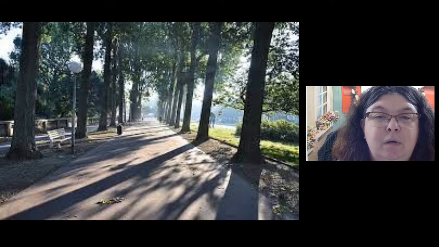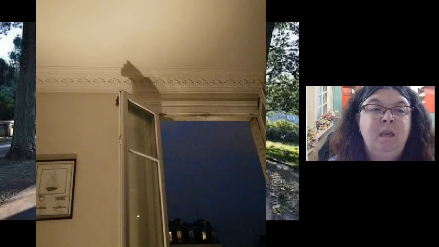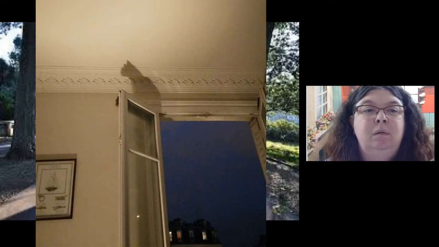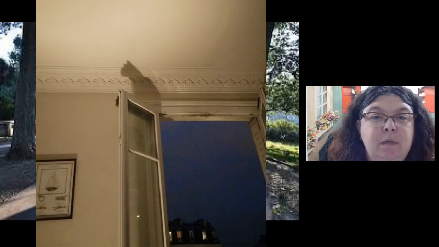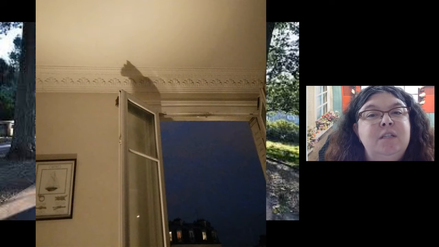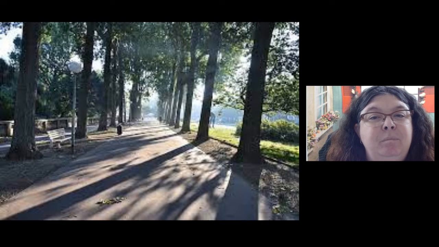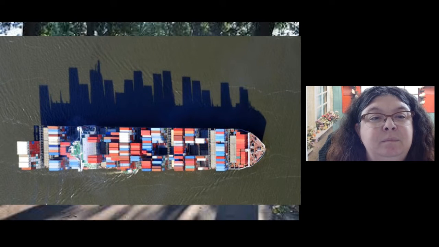Okay, number 10. This is a door, or a window rather, that opens up. What does the shadow look like? This would be number 10. 11.